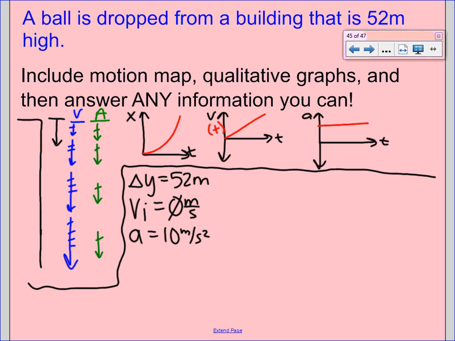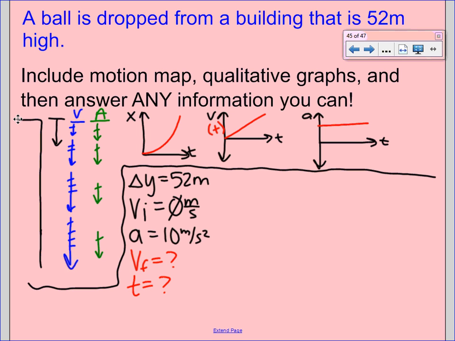Now, take a moment and stop and ask yourself, is it negative 10 or is it positive 10? Notice, since we made down positive and acceleration is pointing down, then it must be positive 10 meters per second squared. So, now that we have that information, we could solve for what final velocity is, and we could solve for how much time it's in the air for before it hits the ground. Let's do final velocity first.